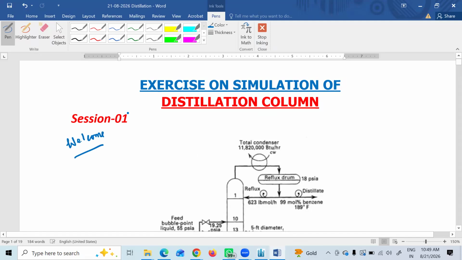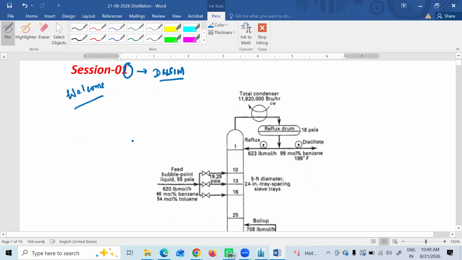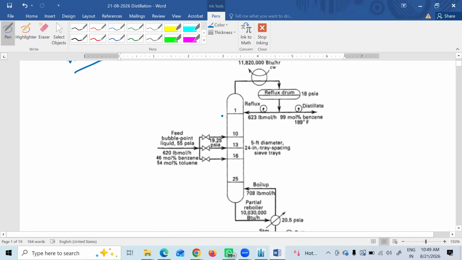In session 1, which I've written as 1, I discussed the DWSIM platform, in which we had seen two unit modules: the shortcut distillation column and the rigorous distillation column. That is the reason I've mentioned that as session 1. Now this is session 2. In session 2, what are you able to see?